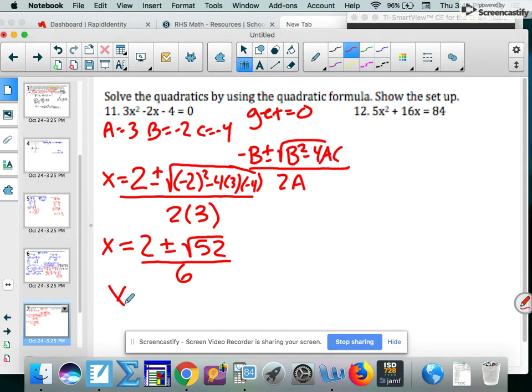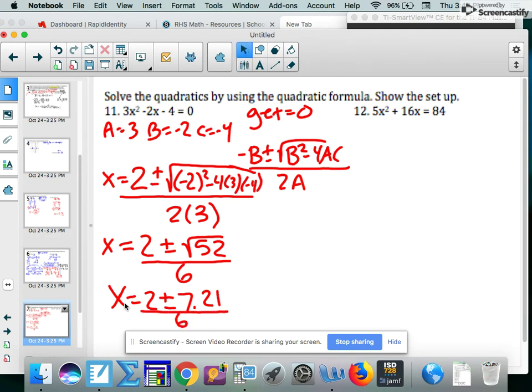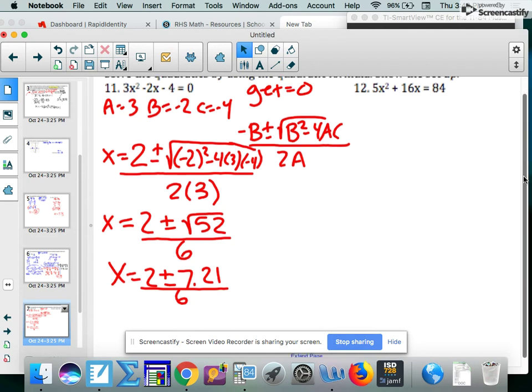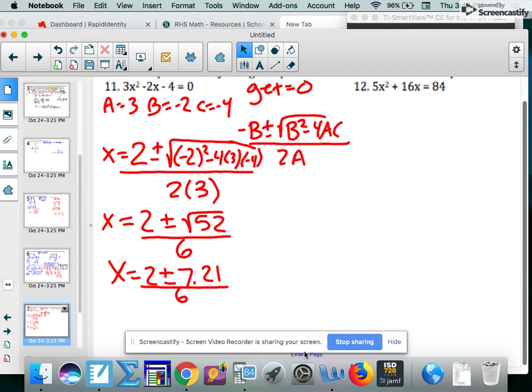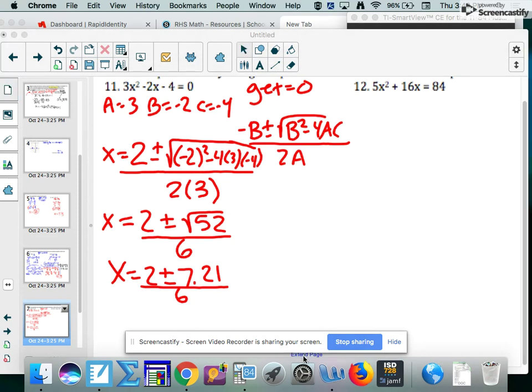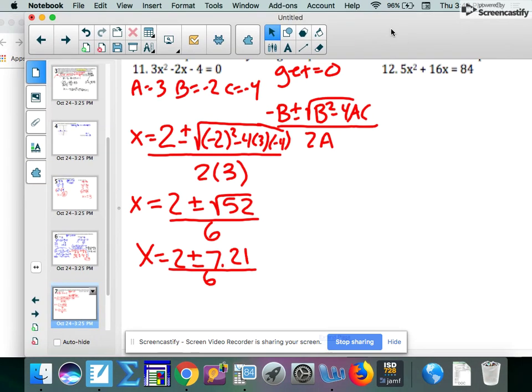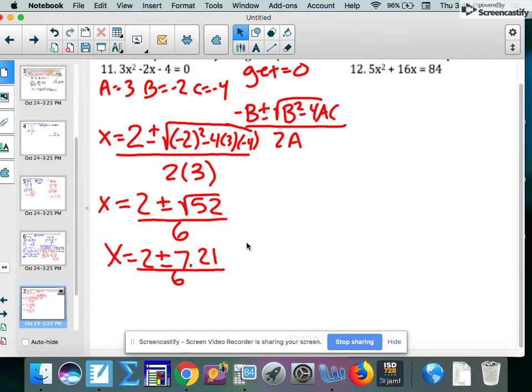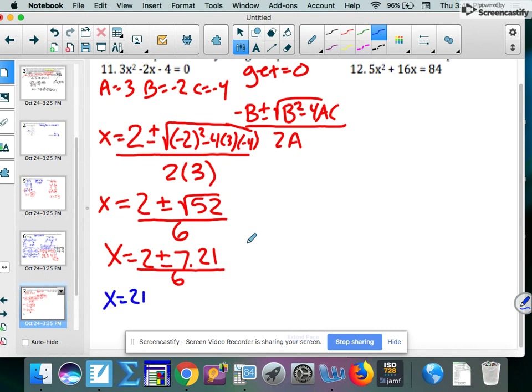So I'm going to do x equals 2 plus or minus 7.21 divided by 6. Some people get stuck here. Remember, all you're going to do is split it once where you add on top and once where you subtract on top. So I'm going to do it once where I do add on top and once where I subtract on top.